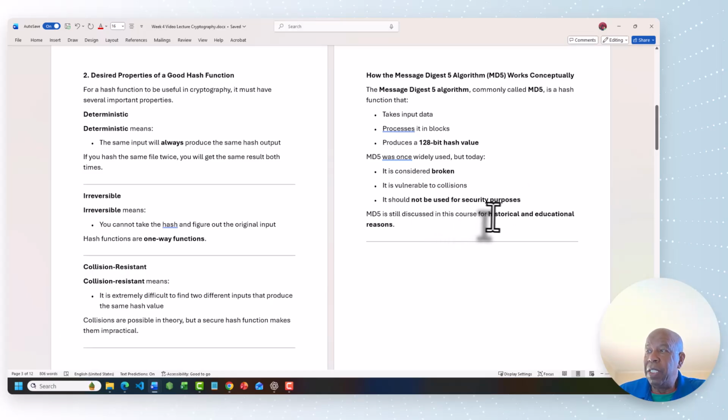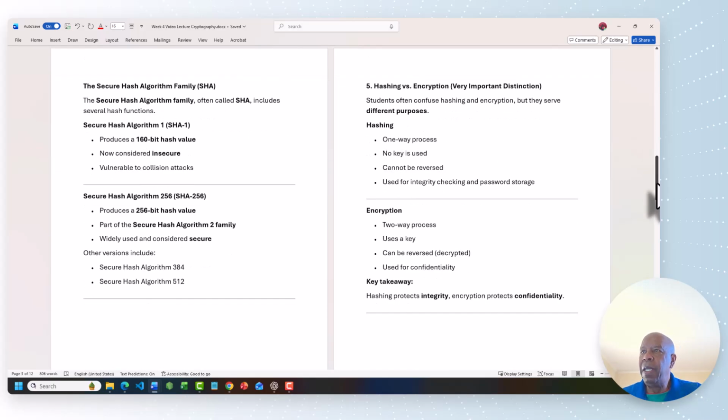MD5 is still discussed in this course for historical and educational reasons, which means that we're looking at MD5 as a baseline of where we were, and taking that information and showing you where we are now. So we went from something that was used, it was pretty good at the time, but became outdated as hackers have gotten more devious in figuring out how they could break the particular hash function.